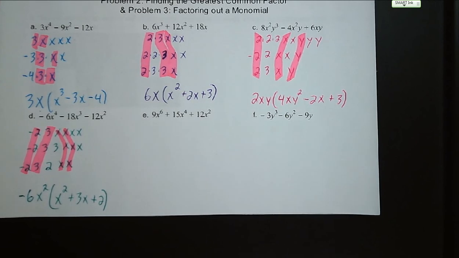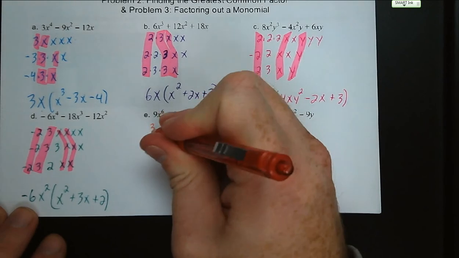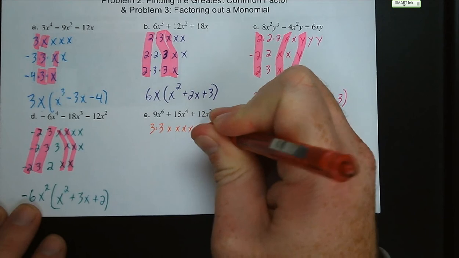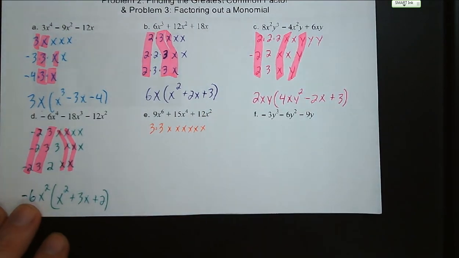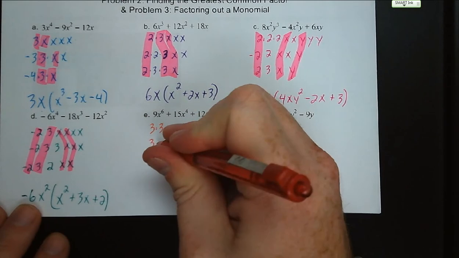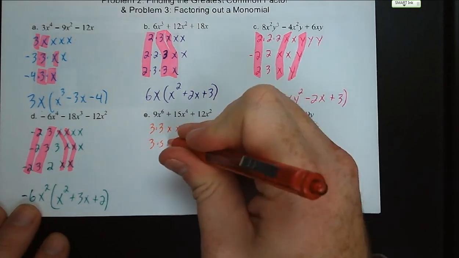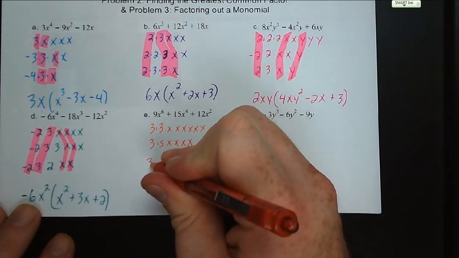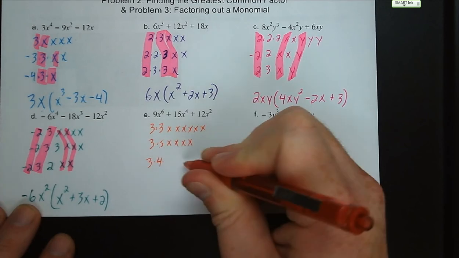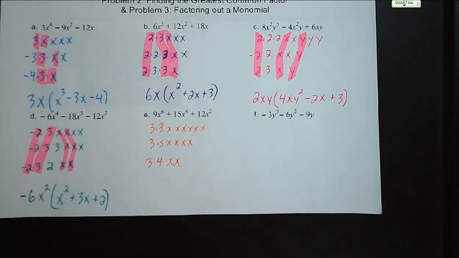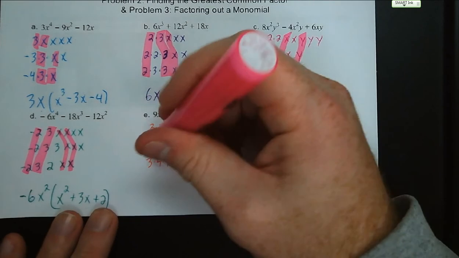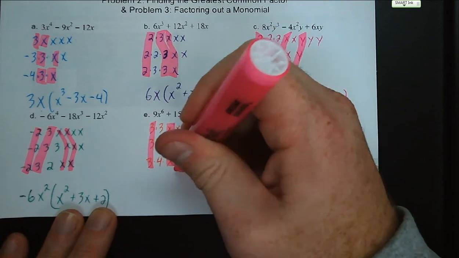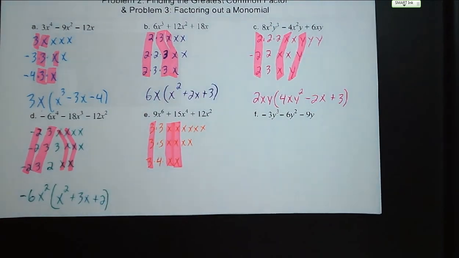Letter E. 9 can break up into 3 times 3, 1, 2, 3, 4, 5, 6 x's. 15 is 3 times 5 and 4 x's. 12 is going to be 3 times 4 and 2 x's. So my overlapping factors, I have a 3 in all three terms. I have 2 x's in all three terms.